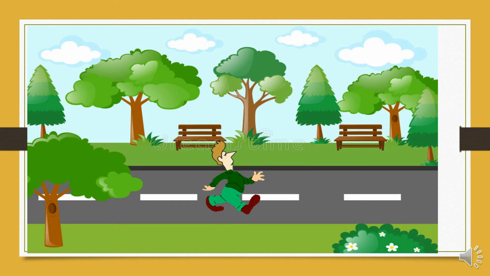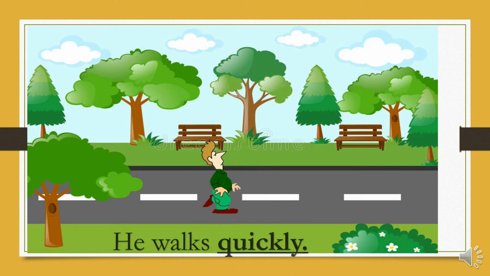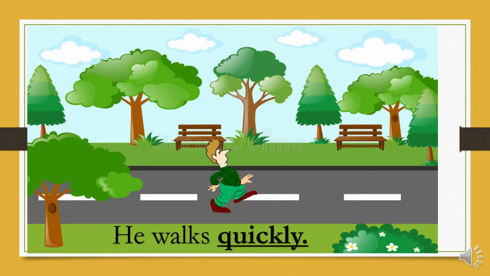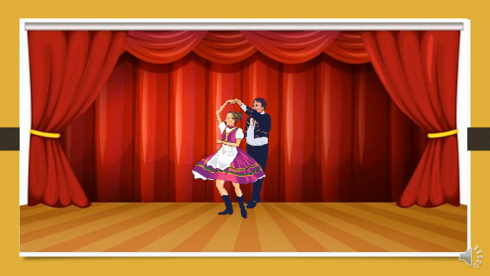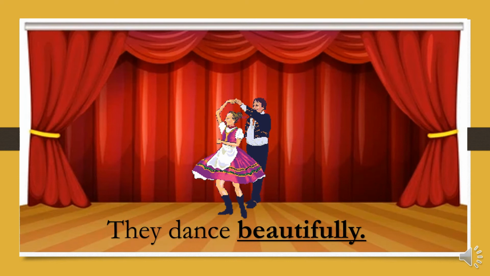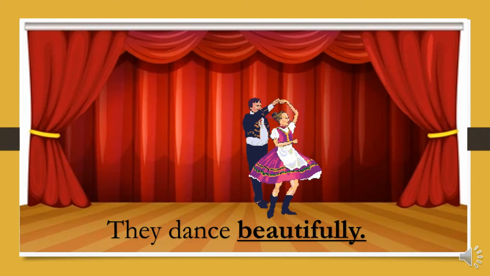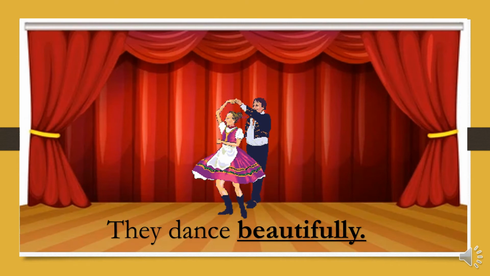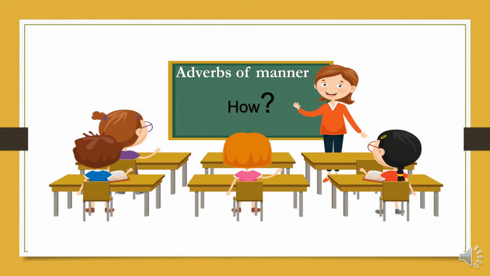Oh, look at this man. How does he walk? He walks quickly. Look at this picture. What are they doing? Dancing. Okay, how do they dance? They dance beautifully. So children, nicely, quickly, beautifully. What are they? We call them adverbs of manner.